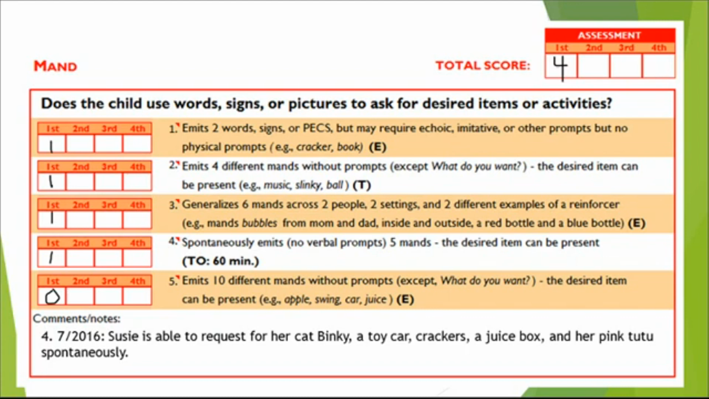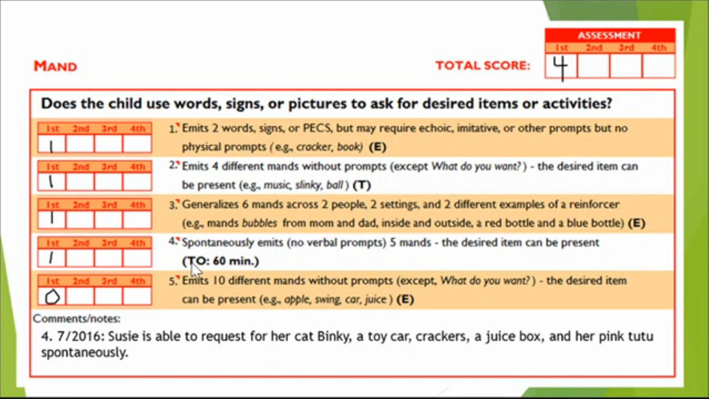I particularly like to write in what my learner might have asked for, or which pictures they could identify, so that when I'm running this again in a year, I can say, oh, they were already able to ask for crackers and the book last year, so those won't count as additional mands. They can still obviously continue to count as their 2 mands.